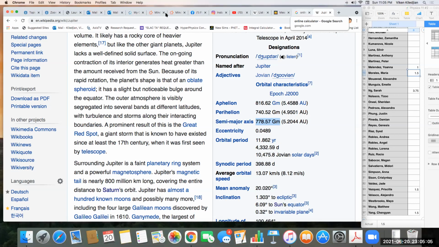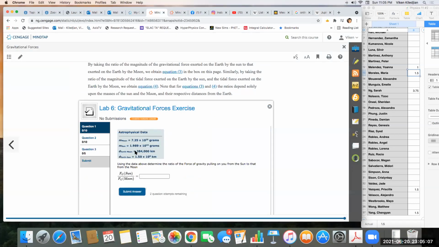And then what else do I need? I need the mass of the sun, which is already given here. I don't know why they're giving it in grams. That's kind of unusual, but it probably doesn't matter. The question asks for the ratio of the force of gravity pulling on you from the sun to that from the moon. Okay.